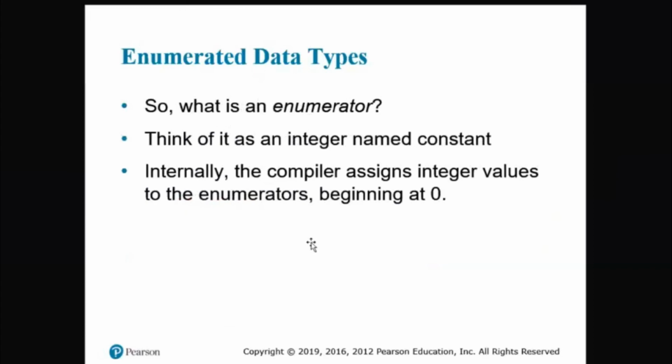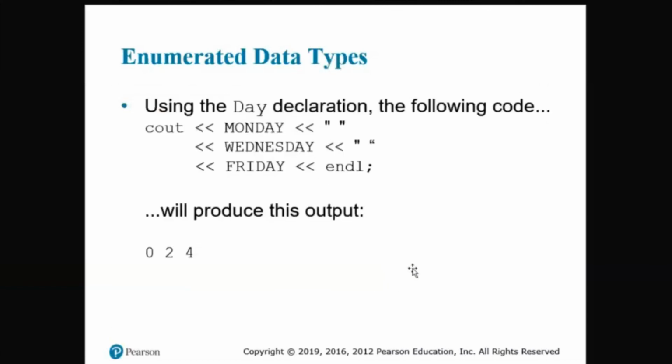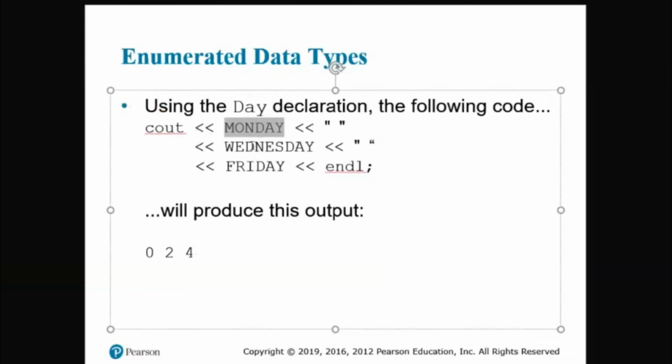But in memory, as I told you, Monday will actually be 0. If you display Monday, cout Monday, it will display 0. It will not display Monday for you. It is just for understanding purposes. So Monday equals 0, Tuesday equals 1, and so on. They start from 0. So using the day declaration, in the following code cout Monday, Wednesday, Friday, Monday will display 0, Wednesday will display 2, and Friday will display 4, and so on.